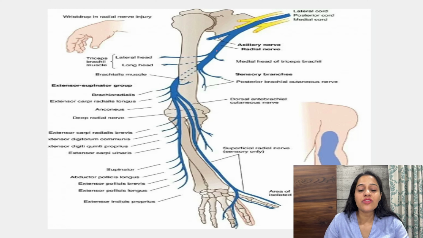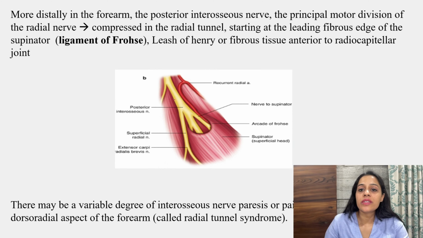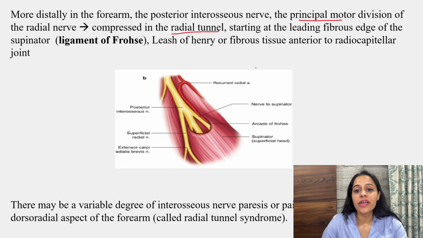So once it exits the triangular space, it passes in the spiral groove which is posterior to the arm, then it pierces the lateral intermuscular septum and comes into the anterior compartment. More distally in the forearm, the radial nerve gets divided into the posterior interosseous nerve and the superficial sensory branch. The posterior interosseous nerve is the principal motor division of the radial nerve, which gets compressed in the radial tunnel. This radial tunnel is present in the proximal forearm just distal to the elbow. It starts from the radiocapitellar joint up to the supinator muscle.